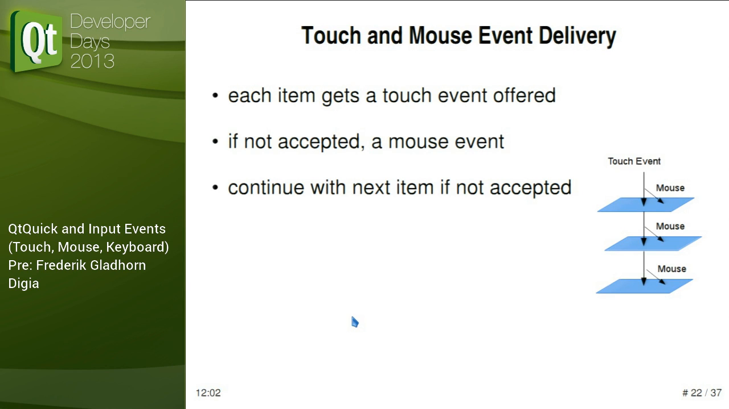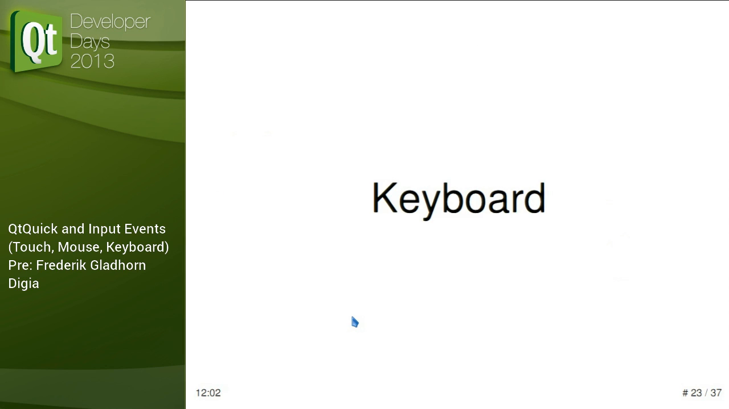One case to keep in mind is that if you don't accept the touch event but somehow handle it, you'll be confused by getting a mouse event right after. So there are no 2 events, it's just because the touch wasn't accepted. Okay, this concludes the touch and mouse for now. I'll happily talk about more details later.